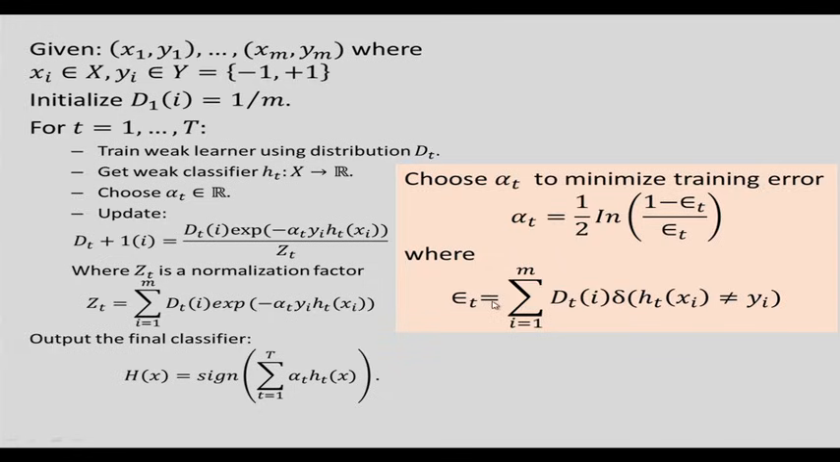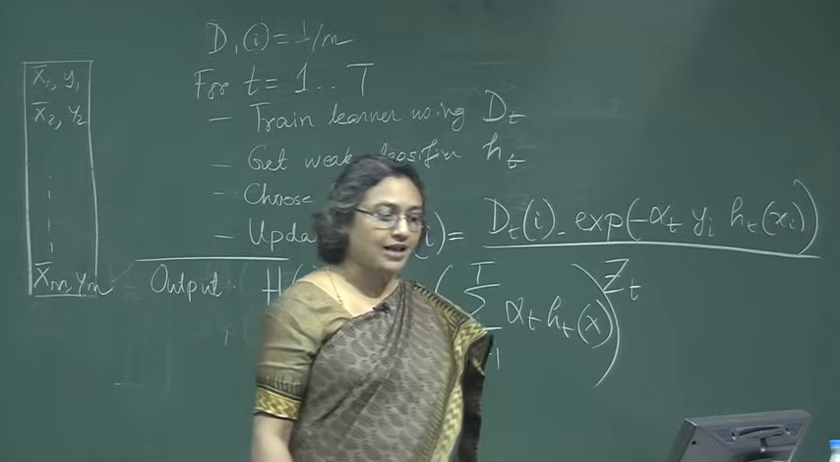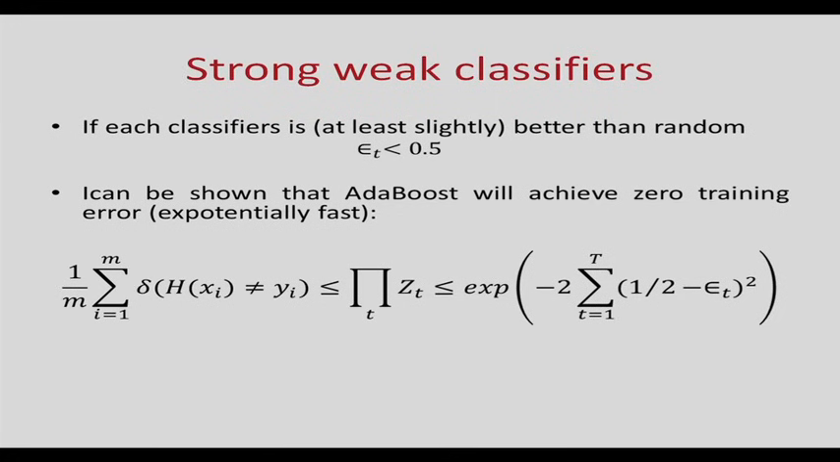So, that is epsilon t, and alpha t is computed as half log of (1 minus epsilon) by epsilon. This epsilon is a measure of the error, and alpha is a measure of the accuracy of the particular hypothesis h_t. In the ensemble, when we are combining the votes of the different hypotheses, we are combining based on alpha t. This is the mechanism followed by the Adaboost algorithm, which is a very popular ensemble learning algorithm.